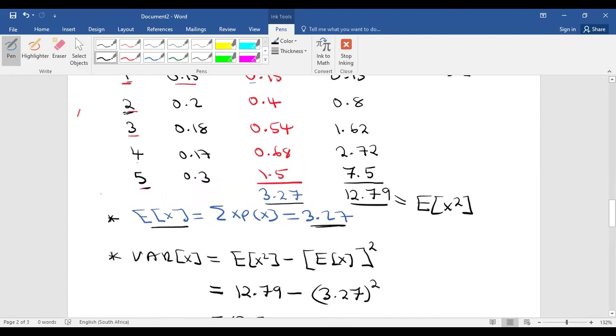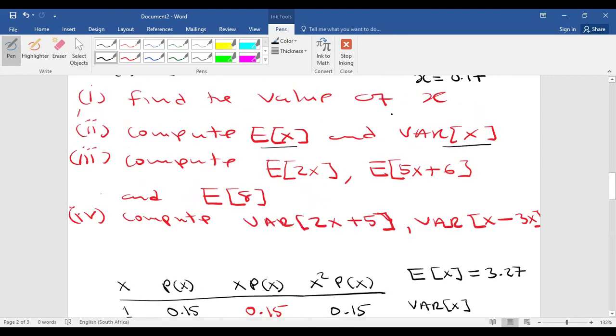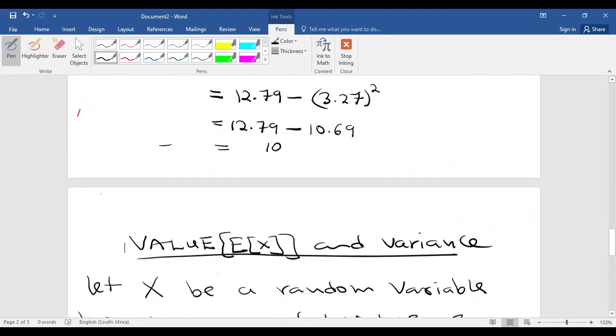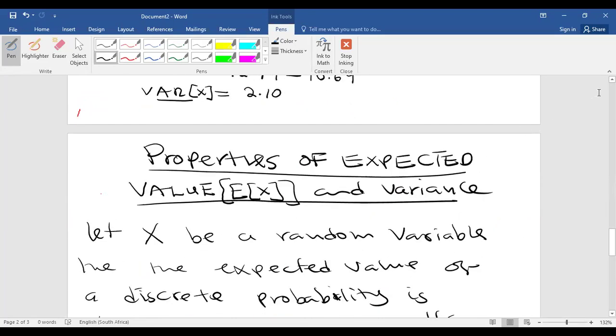Now we can answer the questions that are given. The next question is question 3, which is saying compute expected value of 2x, expected value of 5x plus 6, and expected value of 8. So these are the things we're supposed to compute. We'll start with expected value of 2x.